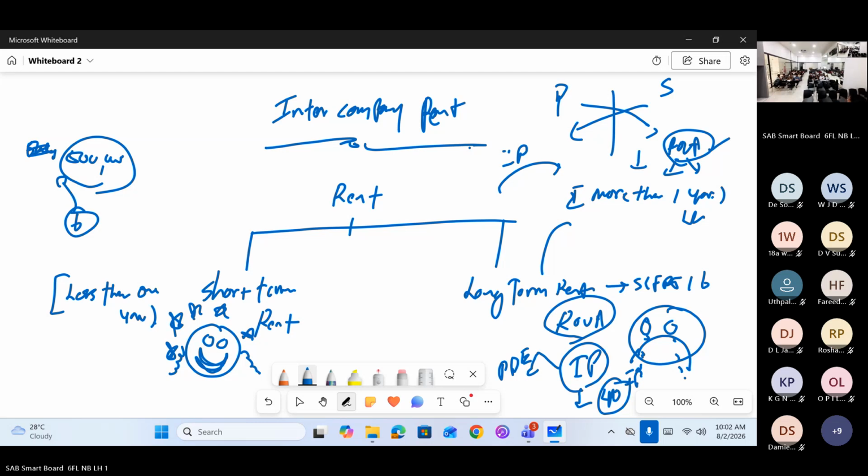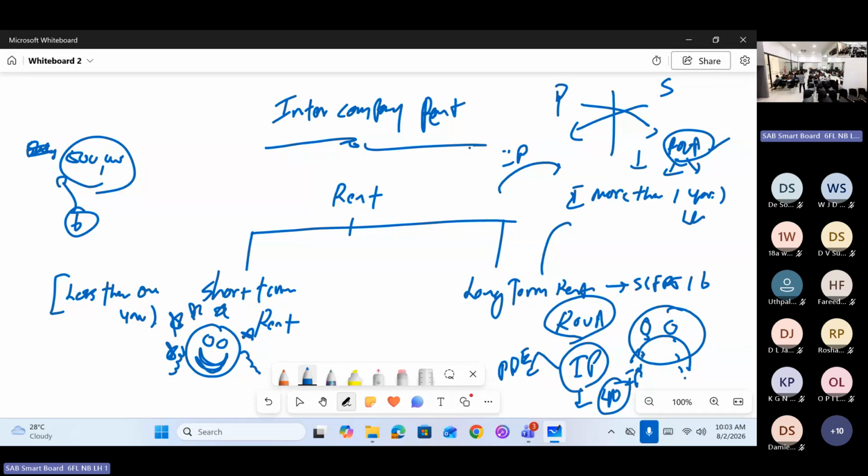And then the asset classification should be reclassified from investment property to property, plant and equipment. What's the reason for that? One party can recognize it as an investment property, and another party can recognize it as an ROUA.